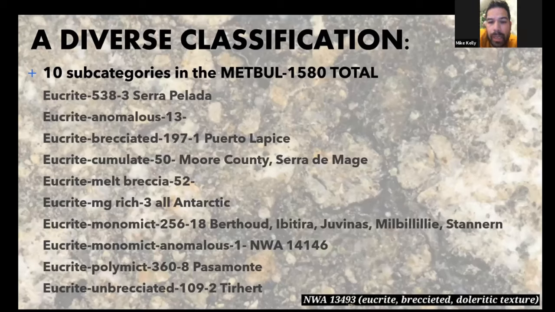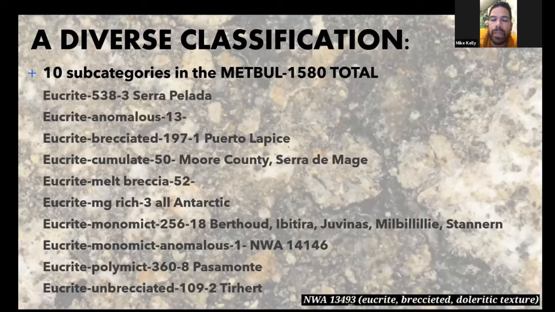Eucrite melt breccias is exactly what it sounds like. The matrix of that material is from a melt. Again, on that first slide I showed, you can get impact melts where a big impactor will come in and melt the local region. And so the matrix around all the different breccia clasts inside of that meteorite is actually like a glassy or vitreous melted material. And there's 52 of those.